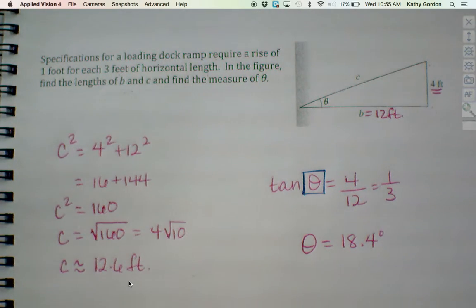So here's what I want to do. We got 1, 2, 3, 4, 5, 6, 7, 8.